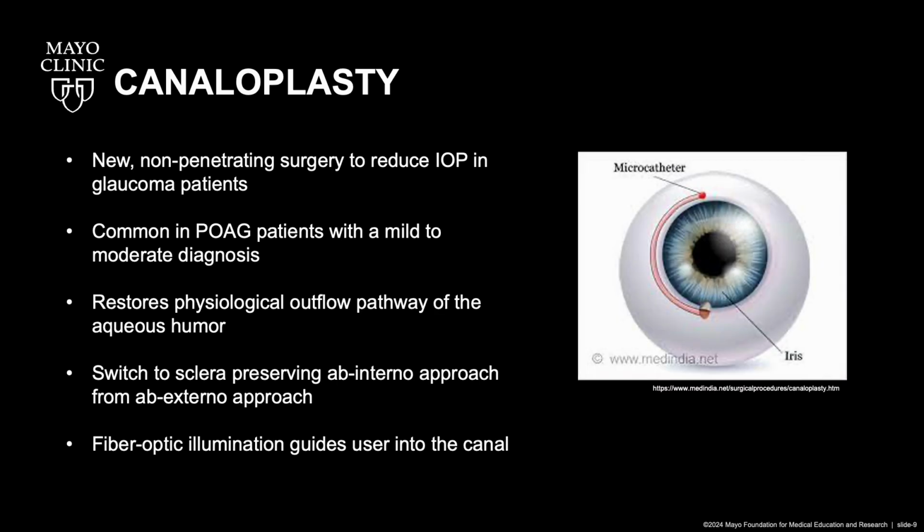So canaloplasty is a non-penetrating procedure that restores the natural aqueous outflow pathway by dilating Schlemm's canal. It was originally performed through an ab-externo approach, and it involved threading a microcatheter through the canal and applying viscodilation. The newer ab-interno approach allows us to achieve the same goals but with less tissue disruption, as it spares the conjunctiva and sclera. This makes it safer and easier to perform. And it can be performed as a standalone procedure or in combination with cataract surgery. In particular, the iTrack catheter system has a fiber-optic illumination guide, which helps the user visualize the catheter in the canal.